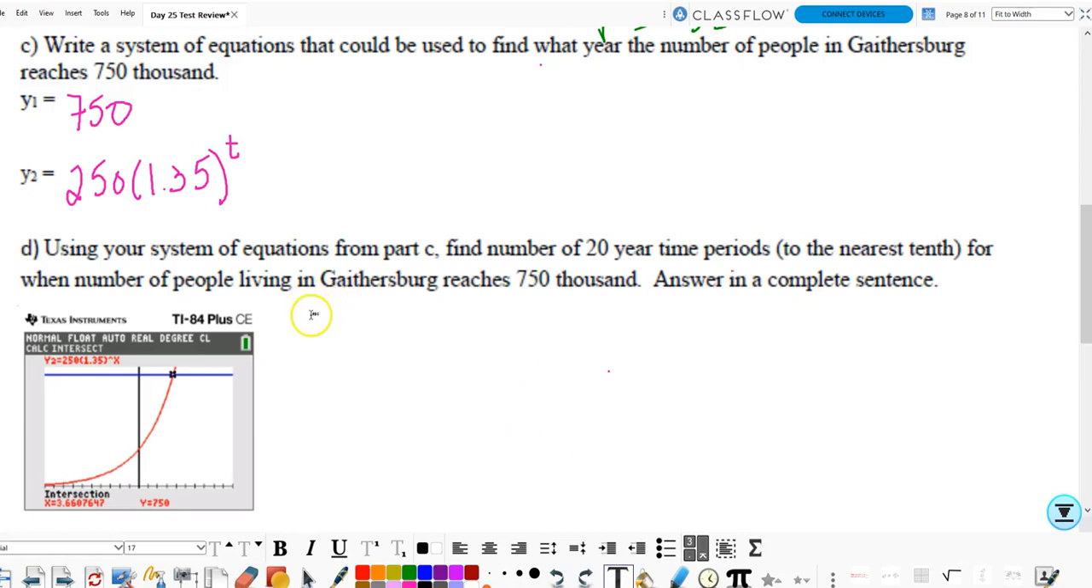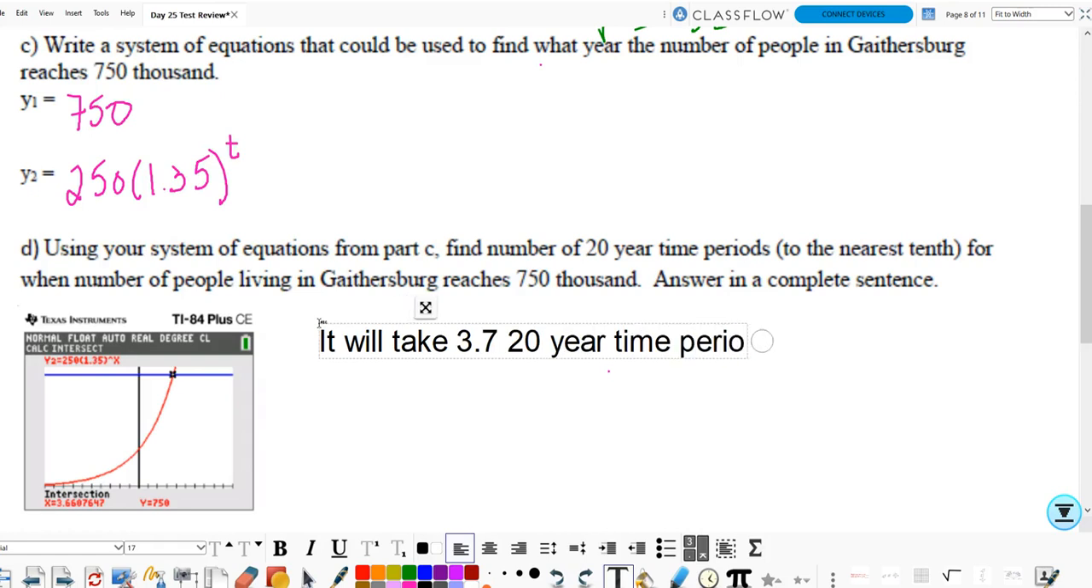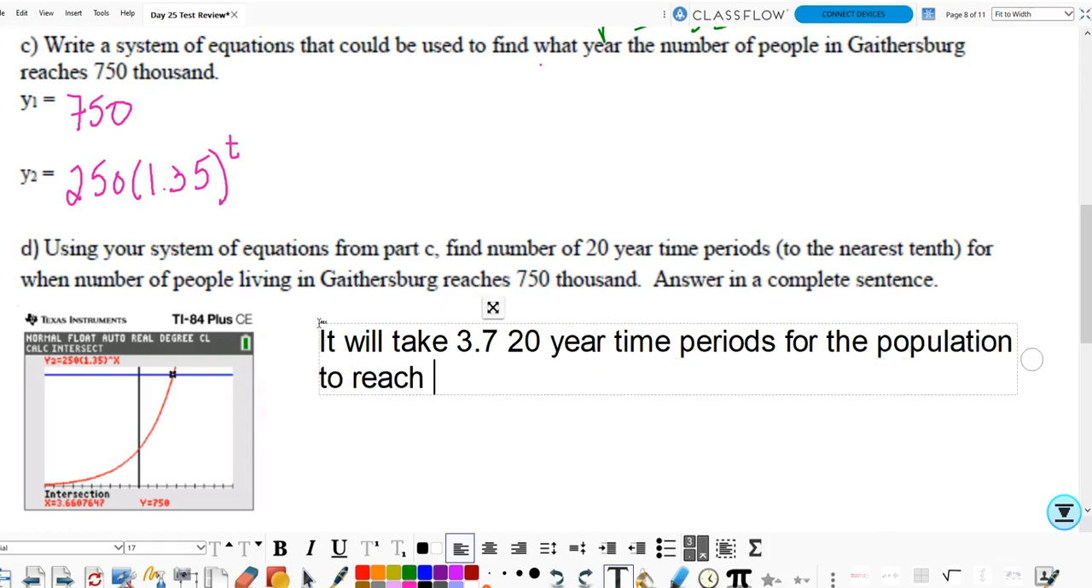Find the number of 20-year time periods. Since t is in 20-year time periods, this independent variable t, or here x, is 20-year time periods. So it will take 3.7 20-year time periods for the population to reach 750,000 people.